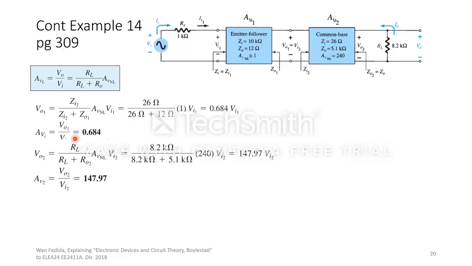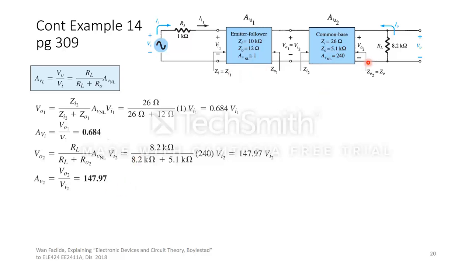Using the formula here, AV1 is actually 0.684. Okay, so the gain of this stage is 0.684. And that's a bit strange, right? Because usually you want the gain to be large, but you will see why we need an amplifier here later.